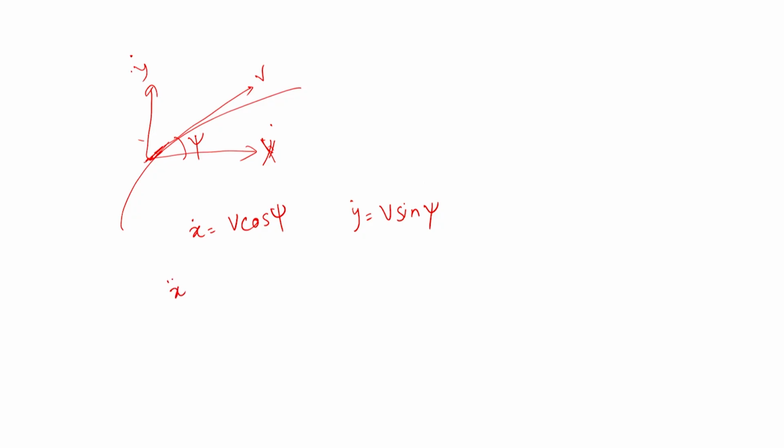Now, take the double derivative. x double dot will be minus v psi dot sin psi, y double dot will be v psi dot cos psi. Psi dot means actually your rate, so if I term it as omega, x double dot is minus v omega sin psi. Now, v sin psi is equal to y dot, so it is minus omega into y dot, and y double dot will be omega into v cos psi, which is your x dot.